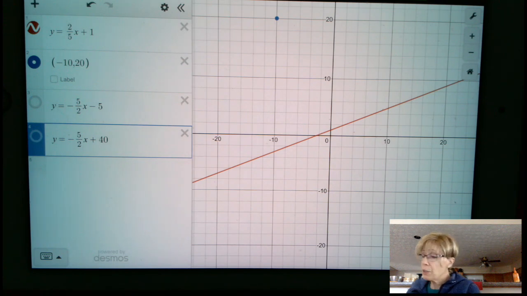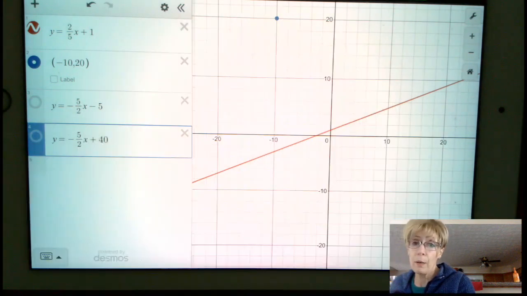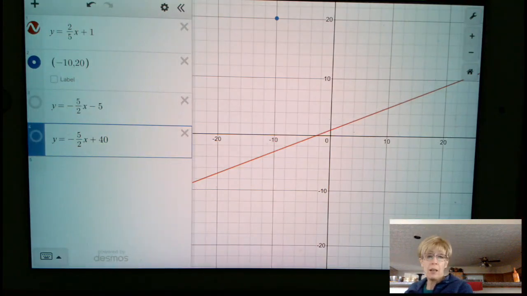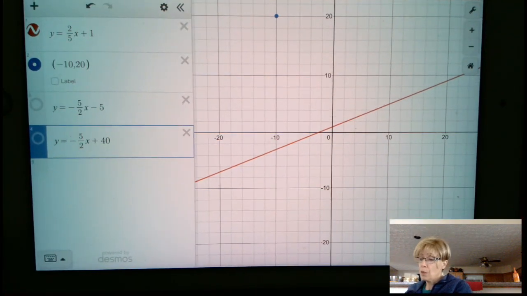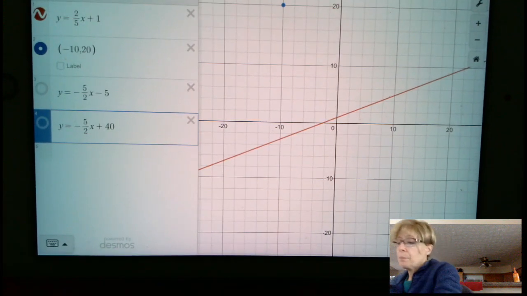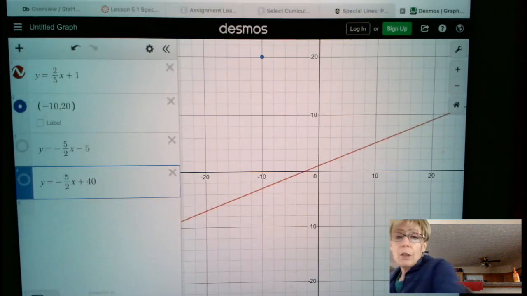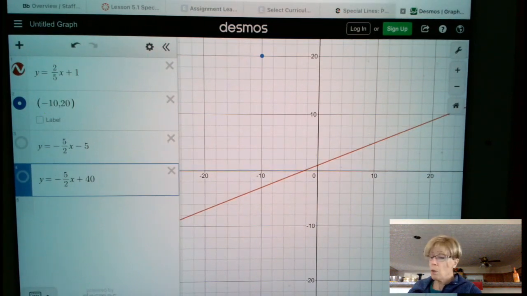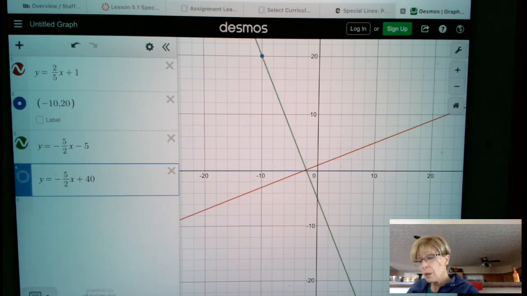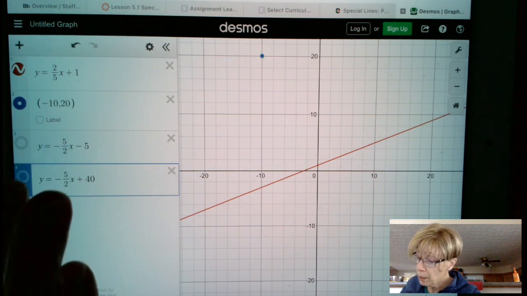When we look, here are our two options, because those two lines have a -5/2 slope. If we look at this line, notice that the green line does hit that point (-10, 20). Just checking over here, that purple line is perpendicular, but it doesn't also go through that point (-10, 20), which means that our answer is going to be y equals -5/2 x minus 5. If we go back to our question, it's -5/2 x minus 5.